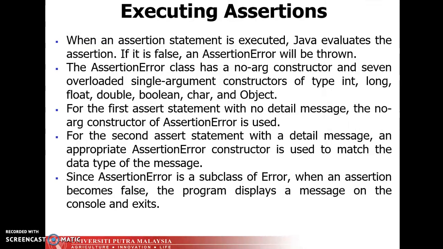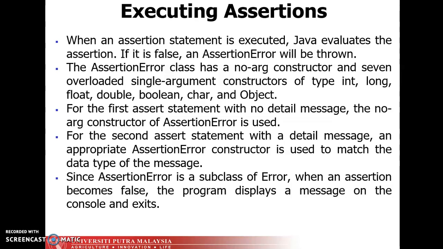Okay. This slide will explain in detail how an assertion works and operates in your program. When an assertion statement is executed, Java will evaluate whether the assertion is a true value or a false value. If it is false, an AssertionError will be thrown. The AssertionError class has a no-argument constructor and 7 overloaded single-argument constructors of type int, long, float, double, boolean, char, and Object.